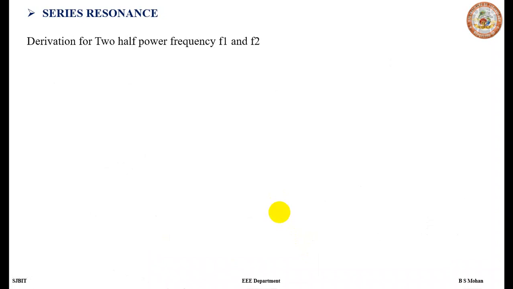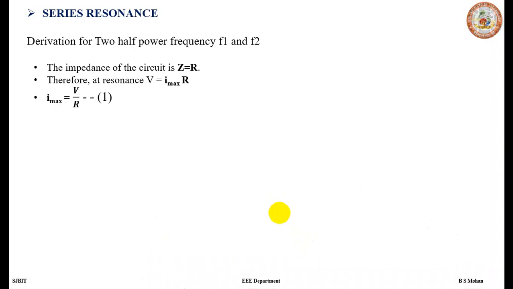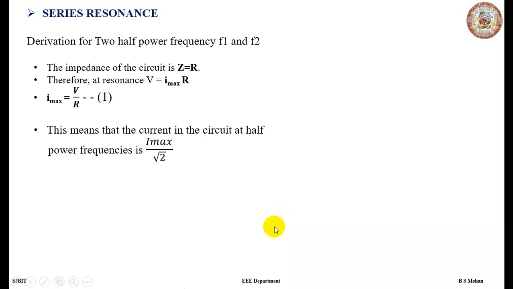So let us see the derivation of the two half power frequencies. We know the impedance of the circuit Z is equal to R only under resonance condition. Therefore at resonance V is equal to I max into R. So I max is given simply as V by R. This we have seen in the earlier video also. So this means that the current in the circuit at half power frequency is I max by root 2.